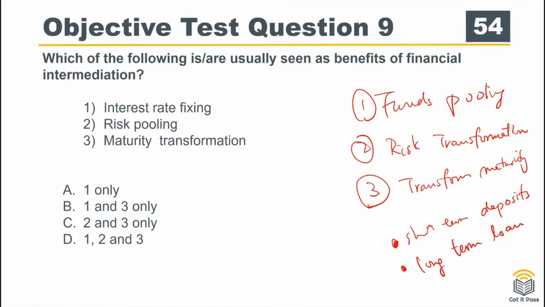And here, number 2 and number 3 are correct, because we just mentioned risk pooling and maturity transformation. How about interest rate fixing? Financial intermediaries cannot fix the interest rate, because the interest rate is determined by the market force, and also the central bank, the money supplied by the central bank as well. So for interest rate fixing, the financial intermediation has no right to do it. So it's not correct. So the answer here is 2 and 3, C.